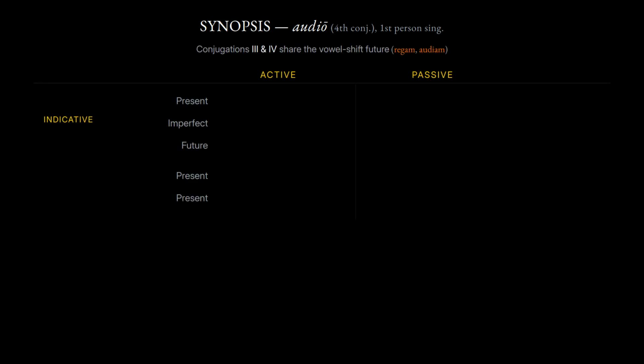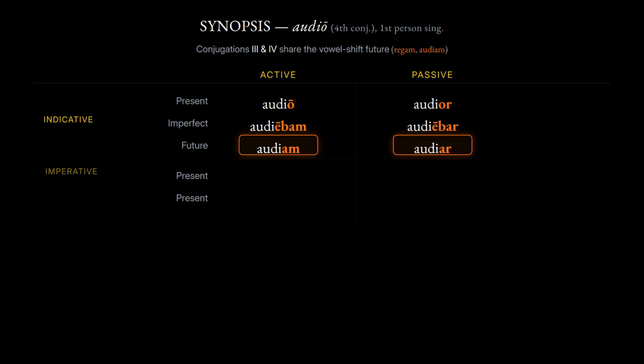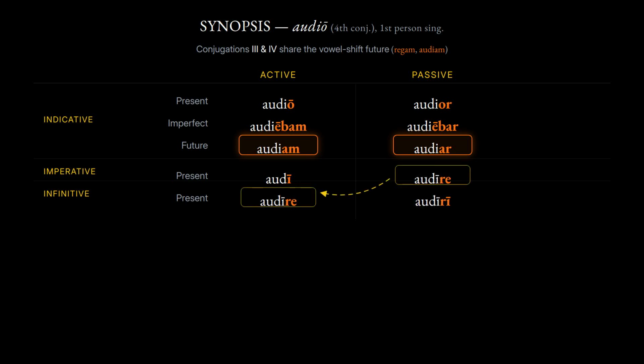The fourth conjugation, the verb meaning to hear, uses the same shifting future as the third. Audio. Audior. Audiebam. Audiebar. Audiam. Audiar. The command active. Audi. The infinitive, active and passive. Audire, audiri. I hear, I am heard, down to hear and to be heard.